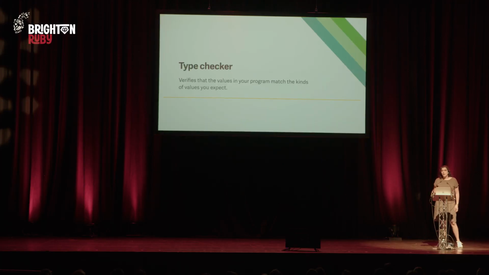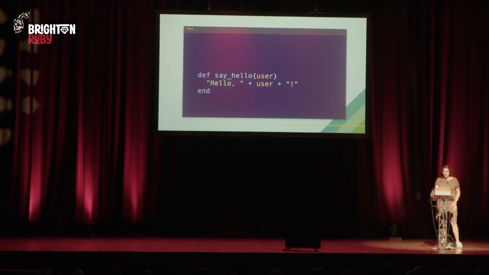Now, Sorbet is a Ruby type checker. At its simplest, a type checker is a piece of software that verifies that the values of the objects in your code match the values that you think they should contain, and then reports errors if they don't. So let's look at an example. Let's imagine we write a method that's meant to greet a user by name. This method takes a string that contains the username and then concatenates that string into a greeting.